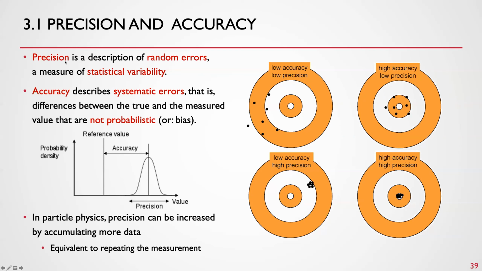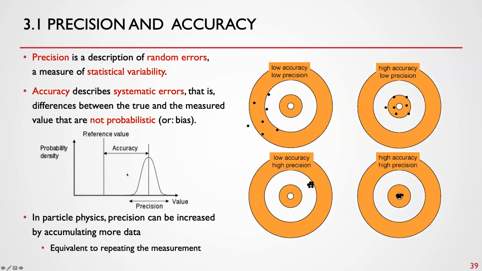We should distinguish between precision and accuracy. Precision is a description of random errors. It is a measure of statistical variability. If you have low precision, your measurement scatters around a lot. Accuracy is different. It describes the systematic errors. That is, systematic difference between the true and the measured value, and that are not probabilistic.